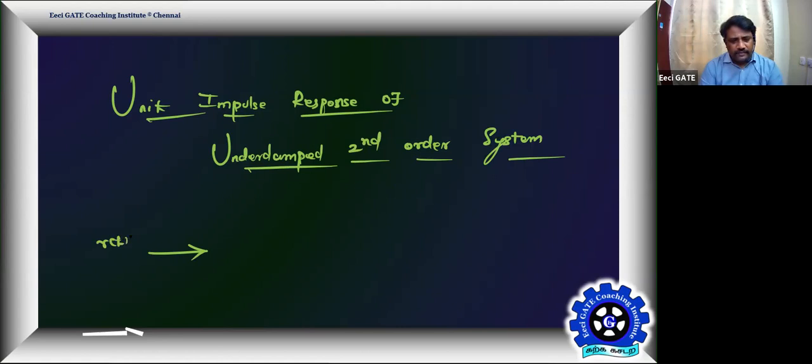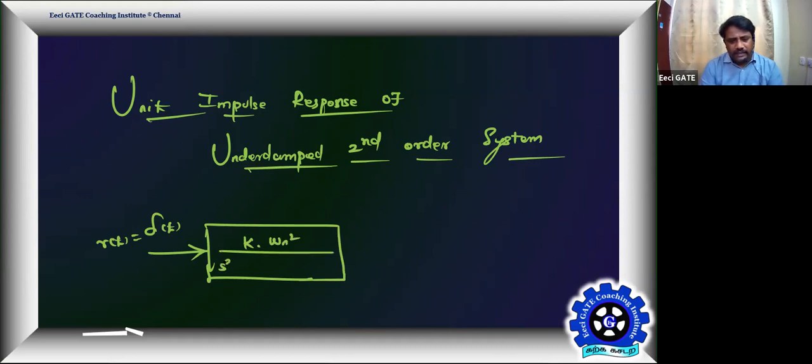R of t equal to delta of t. Your system: numerator K omega n squared, denominator s squared plus 2 zeta omega n s plus omega n squared, and the output is C of t. The goal is to find C of t.